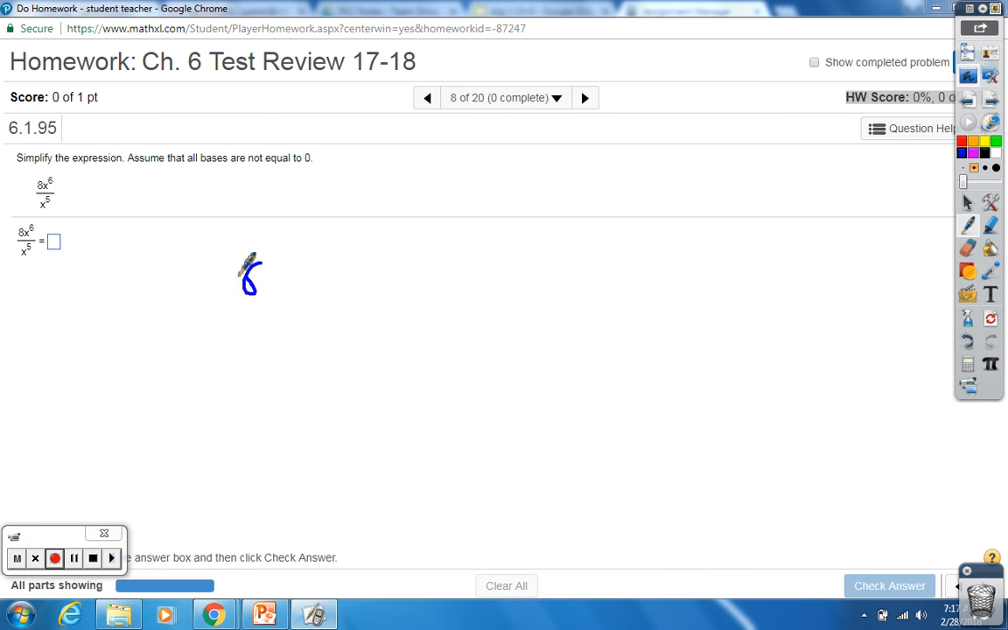So in this one here, we're going to be making use of that quotient rule. So here, let me just write this out. We got 8x to the 6th over x to the 5th. And so for our coefficient, that 8 there, we're just going to leave that there because it's not going to have anything that'll be changed. And then for our x's, we're going to have to use that quotient rule. And that's whenever we're dividing with bases with exponents, we're going to subtract the exponents.